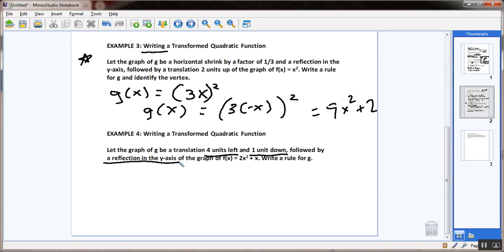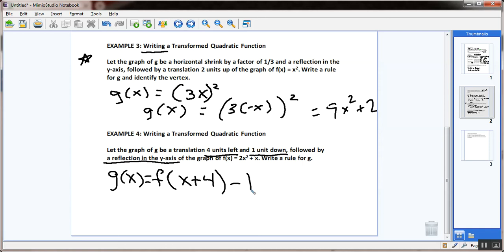Okay, I'm going to write this as is first, okay? G of x would equal the original f of x, and here's how we're going to translate this. If I'm going 4 units to the left, that's like x plus 4 in parentheses, isn't it? You guys all agree with that? Okay. Then, if I want to go 1 unit down, that's like subtracting 1 outside of parentheses.